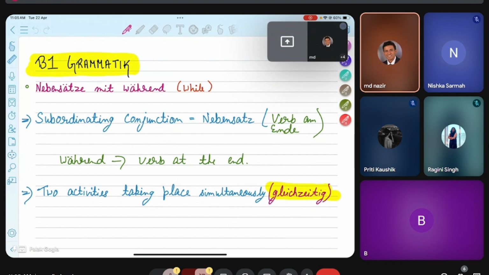Yes, ma'am. So we are starting with the grammar topic, the very first grammar topic in B1. Nebensatz mit während, that means while.